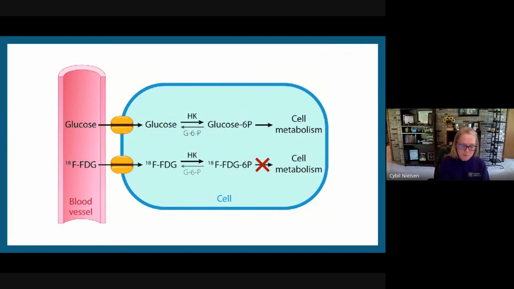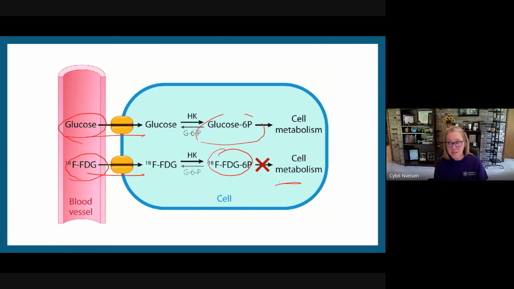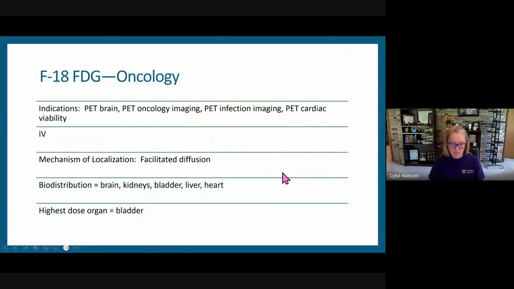And what happens? Glucose moves into the cell, the FDG does the same thing. It undergoes metabolism, and then basically the cell says, no, you're not glucose, and does not let it go any further, and so it gets trapped in the cell. And that's why over time it increases, is because the FDG gets trapped in the cell and does not leave.